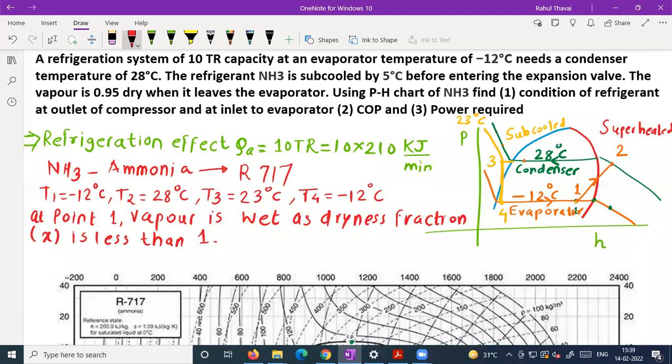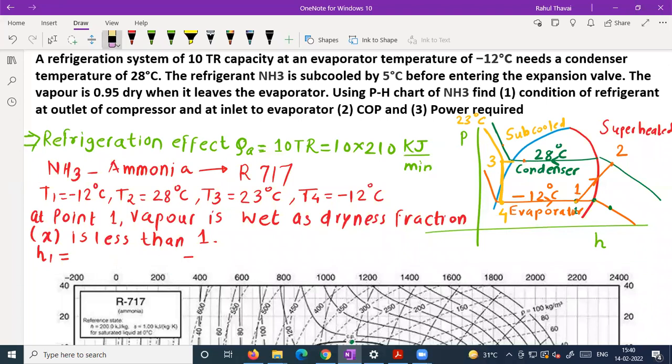Can you calculate the enthalpy of a wet stream? How to calculate it? Can you let me know? If you remember the formula from thermodynamics, it is hf plus x into hfg. Are you able to remember that? hf plus x into hfg. Is that okay? Let me know. Are you able to recall this formula?